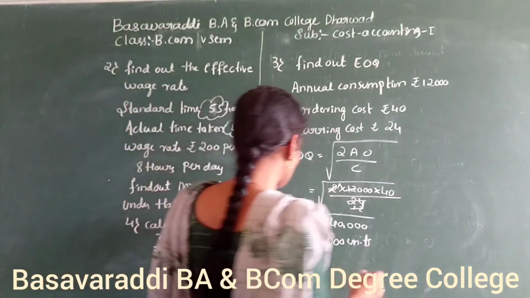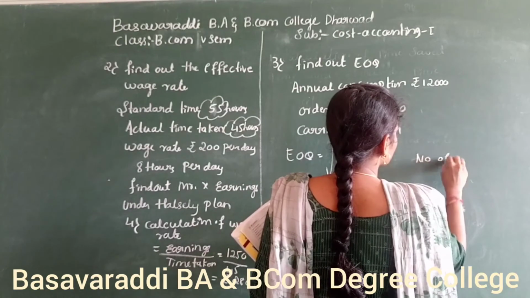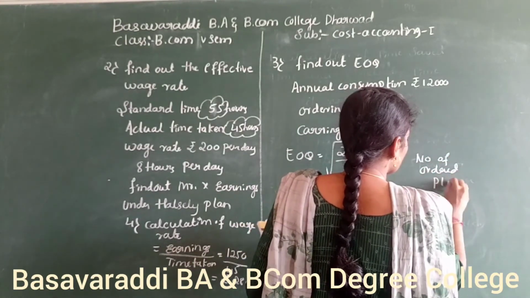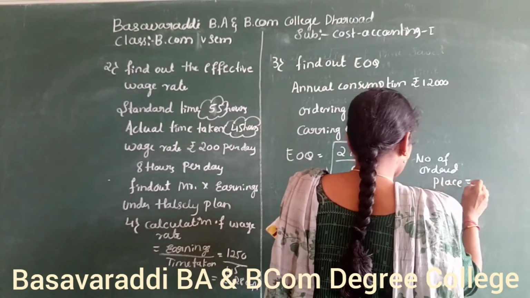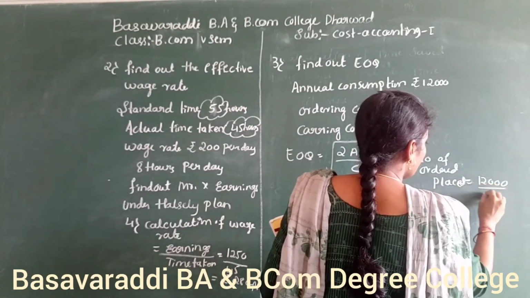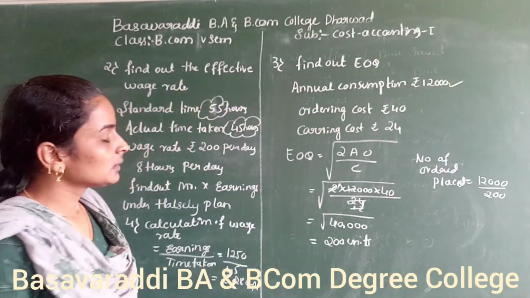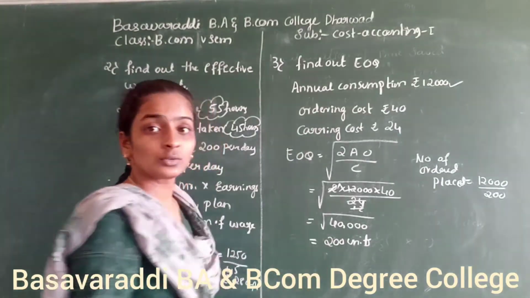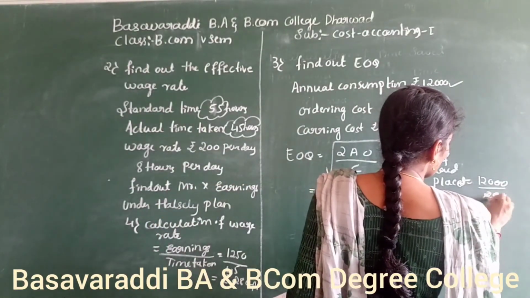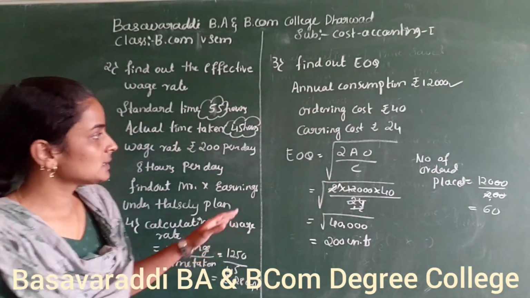Next we have to find out the number of orders placed. Number of orders placed is equal to 12,000 divided by 200. Annual consumption is 12,000, EOQ is 200. The zeros get cancelled, and 12 divided by 2 is 6, so the number of orders placed is 60.